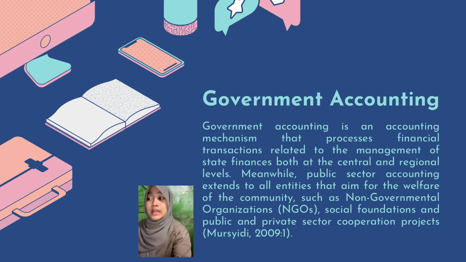Next is government accounting. Government accounting is an accounting mechanism that processes financial transactions related to the management of state finance, both at the central and regional levels. Meanwhile, public sector accounting extends to all entities that aim for the welfare of the community, such as non-governmental organizations or NGOs, social foundations, and public and private sector cooperation projects, based on Mursyidi 2009.